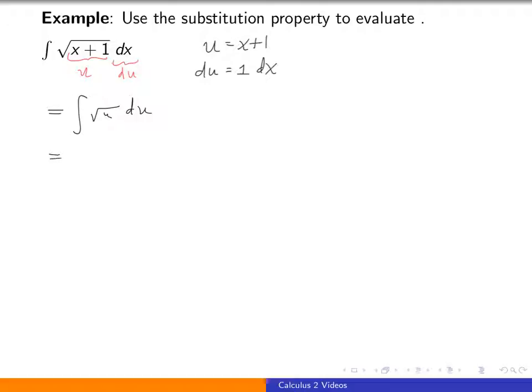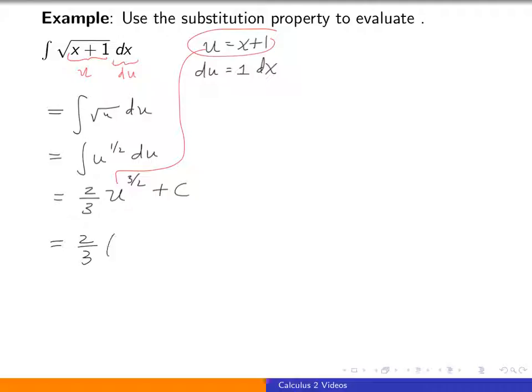So let's do it. So square root u is u to the 1/2. 1/2 plus 1 is 3/2. So we have 1 over 3/2 u to the 3/2 plus c. And as the last step, remember we need to get it back in terms of that original variable. So we take whatever our substitution is, and we call this resubstituting. So we take this u equals x plus 1, and we plug it back in for u. So this is 2/3 (x plus 1) to the 3/2 plus c.